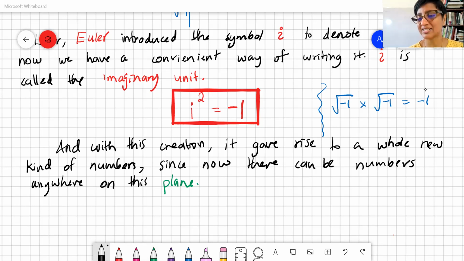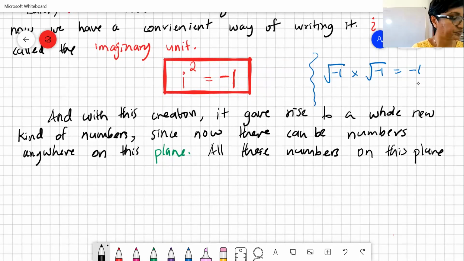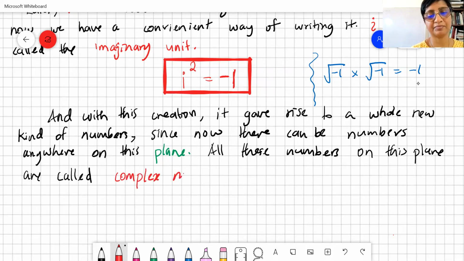And all these numbers on this plane are what we call complex numbers. All these numbers on this plane are called, in red, complex numbers. If you want, you can write in brackets, which is a bad choice of word for this kind of numbers. And in singular, we say Sankirna Sankhya. Sankirna, my goodness. There's nothing Sankirna about them.